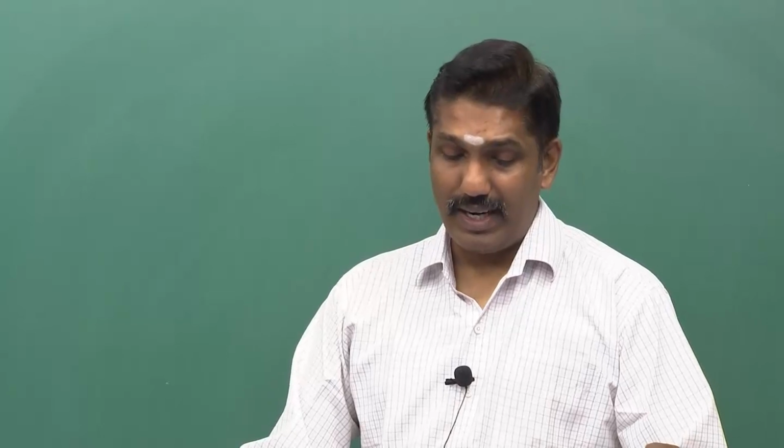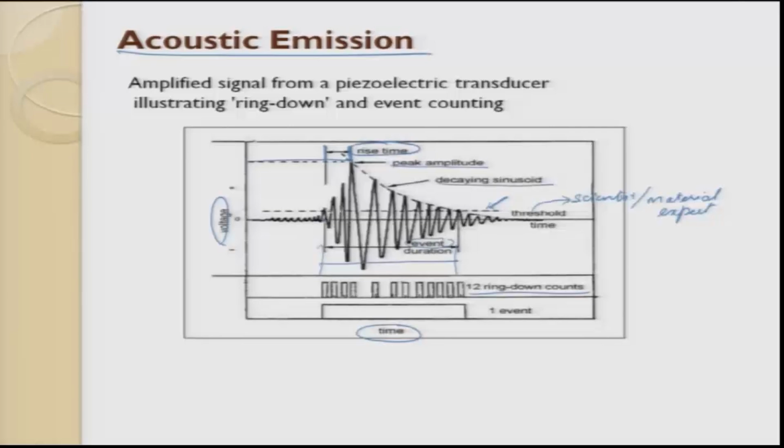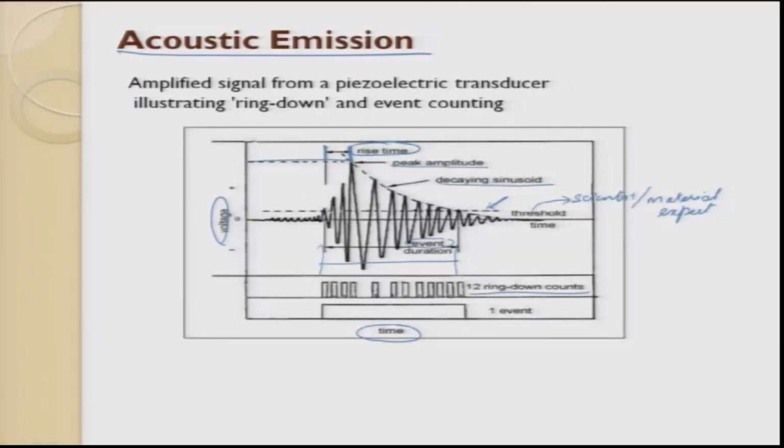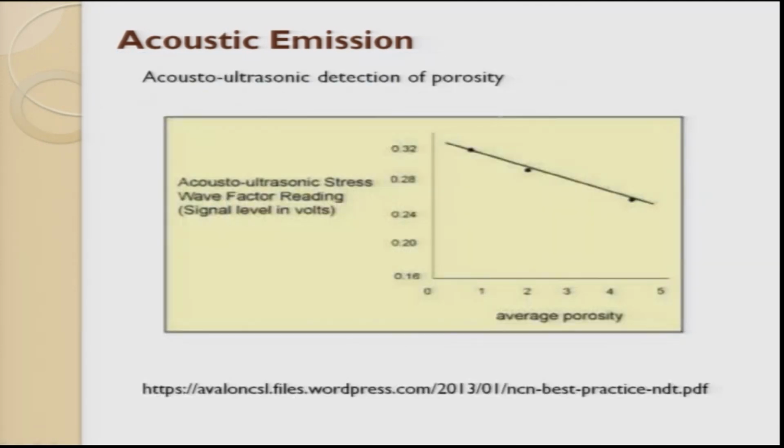These are some of the parameters which we try to evaluate while doing acoustic emission testing on a composite material. Rise time, peak amplitude, decay, threshold, event, ring down count, all these play a very important role. The amplified signal from the piezoelectric transducer illustrates the ring down count and the event count. You can see here the acoustic emission signals, the average porosity with respect to the acousto-ultrasonic signals; this is how the signal looks.